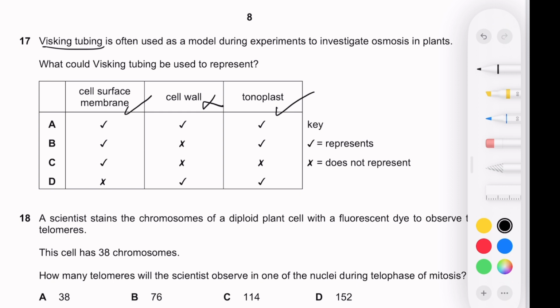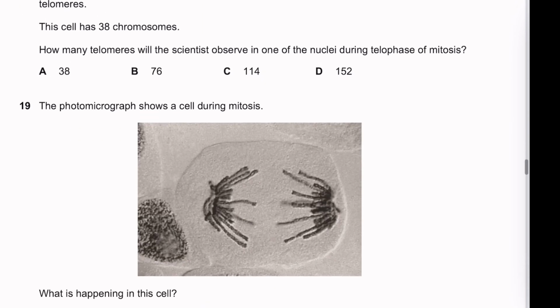Tonoplast too is a partially permeable membrane. Tonoplast is the partially permeable cell membrane of the vacuole. We call it a cell membrane, not surface membrane. Okay, so that is B. So, 18.